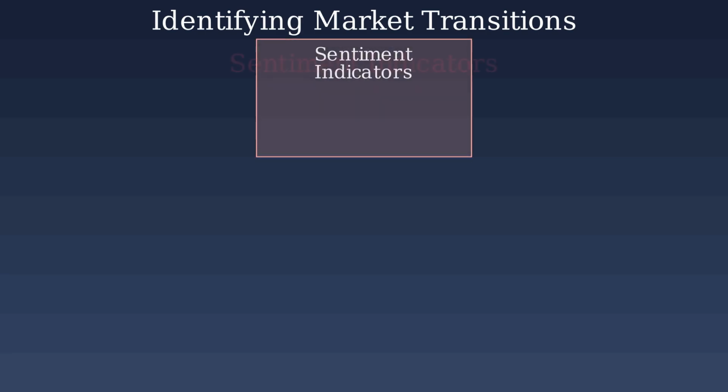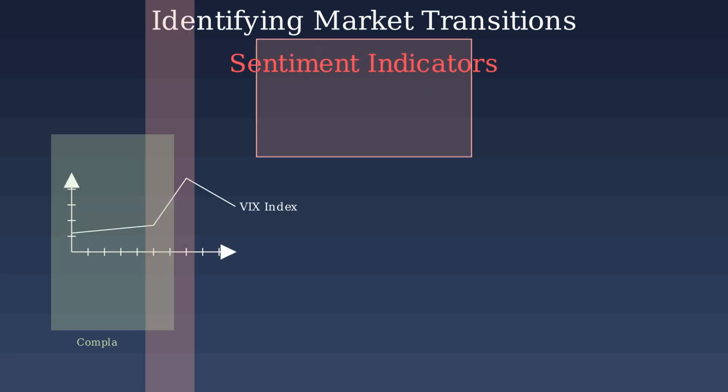Sentiment indicators measure market psychology and can signal extremes. The VIX, often called the fear index, measures expected market volatility. Spikes in the VIX often coincide with market bottoms, while extended periods of low VIX readings may indicate complacency before market tops.